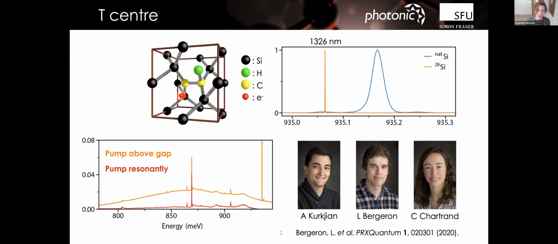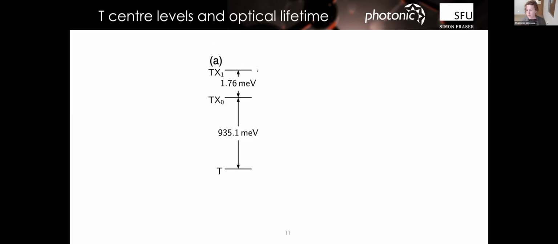Some of them are in different parts of the telecom band. What we're interested in with the T center is the 1310 bandwidth. So this is the O band, right in the O band. That is the infrastructure that's used within data centers as single mode fiber to move information around. And also, the 1326 is really close to the zero dispersion point of those dominant single mode fibers.